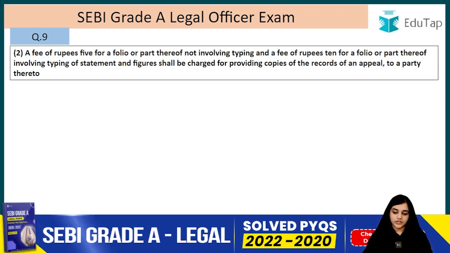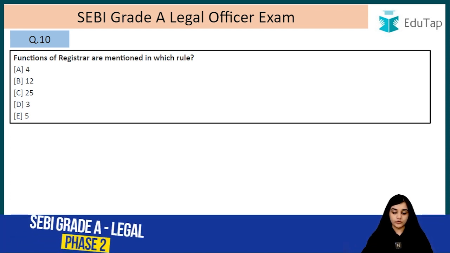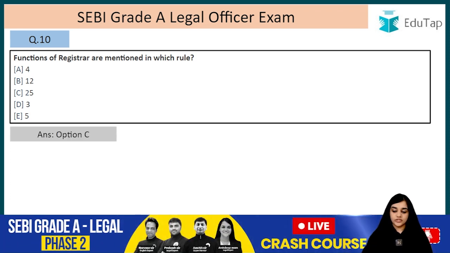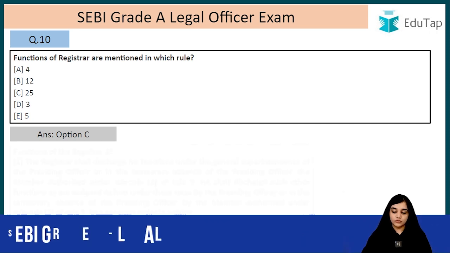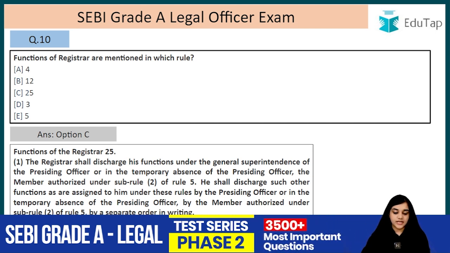Alright, last question, question number 10. Functions of the registrar have been mentioned in which rule? The answer to this is option C, that is 25. It is Rule 25. Let's read this. The registrar shall discharge his functions under the general superintendence of the presiding officer.